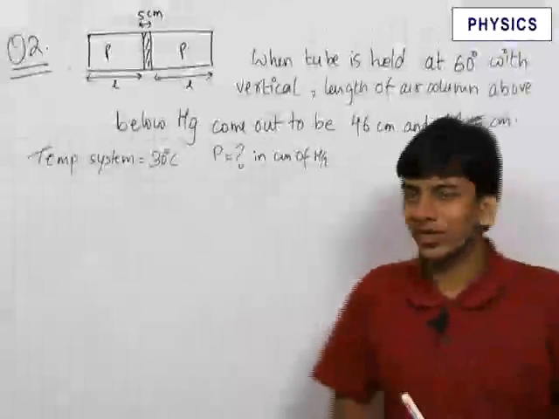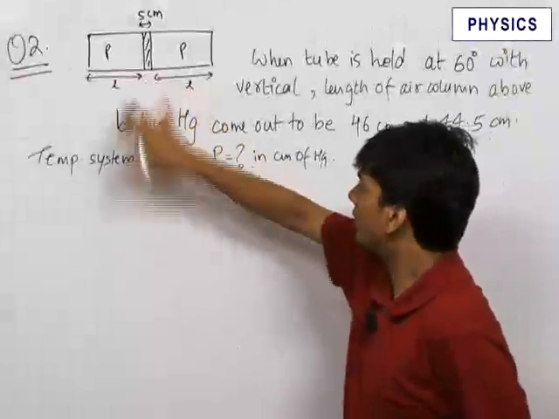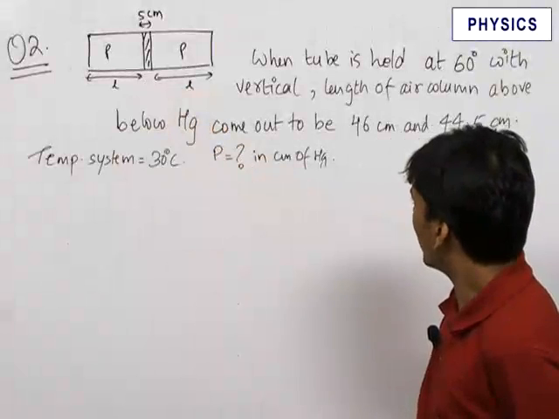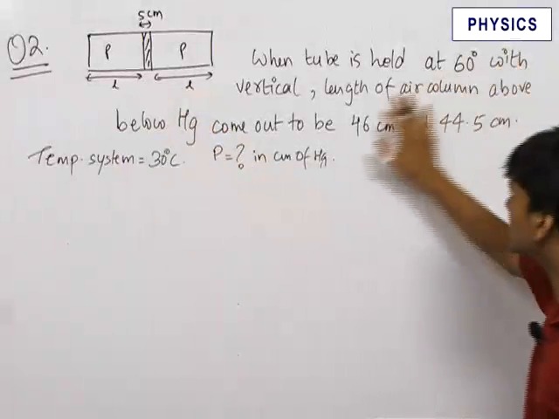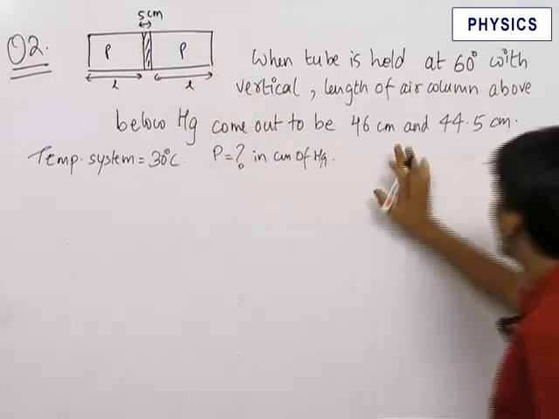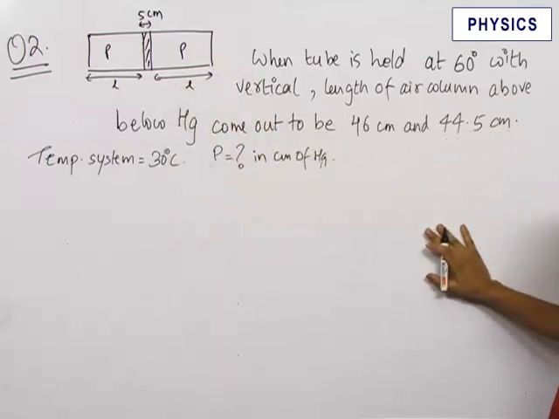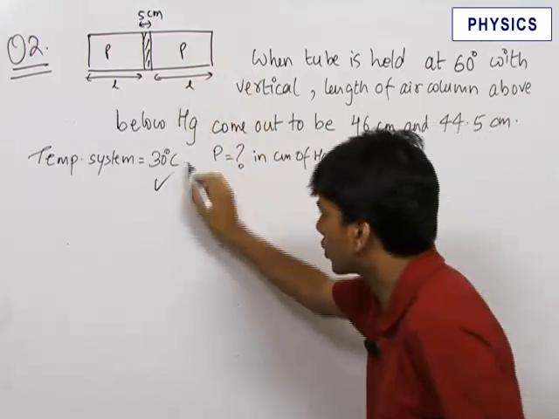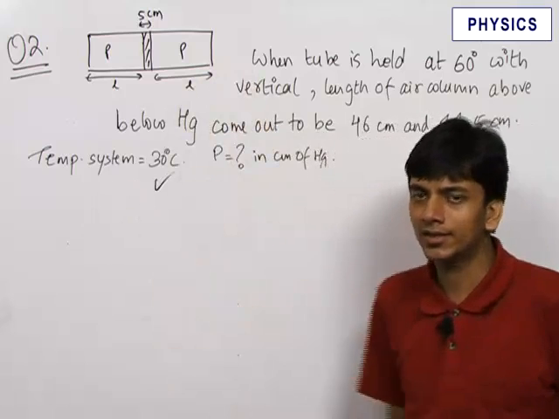This is a pretty interesting question. We have a tube in which the middle 5 centimeters has mercury. Now when the tube is held at 60 degrees with the vertical, the length of air column above the edge is given to be 46 centimeters and that below is given to be 44.5 centimeters. The temperature of the system is constant and is given to be 30 degrees Celsius.